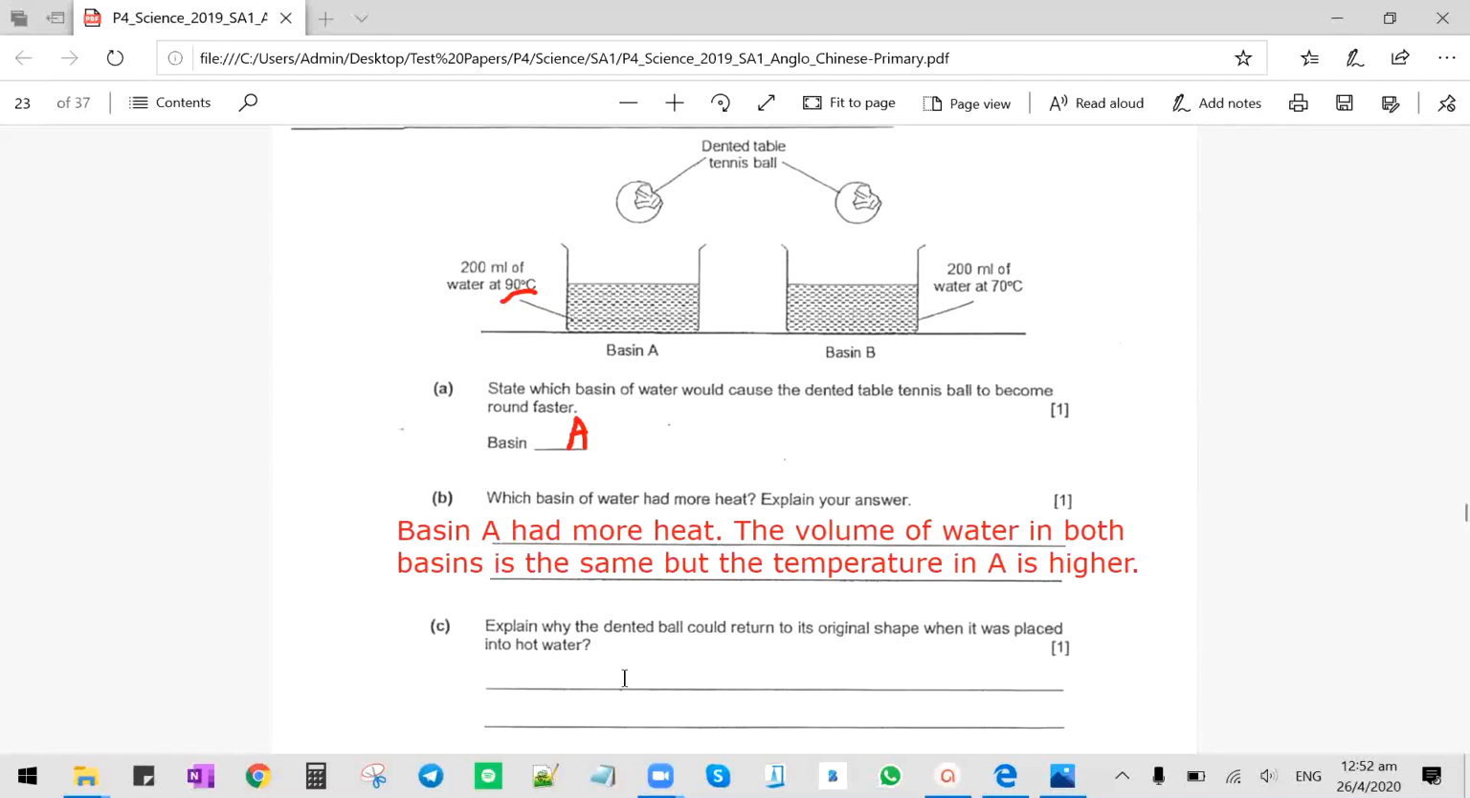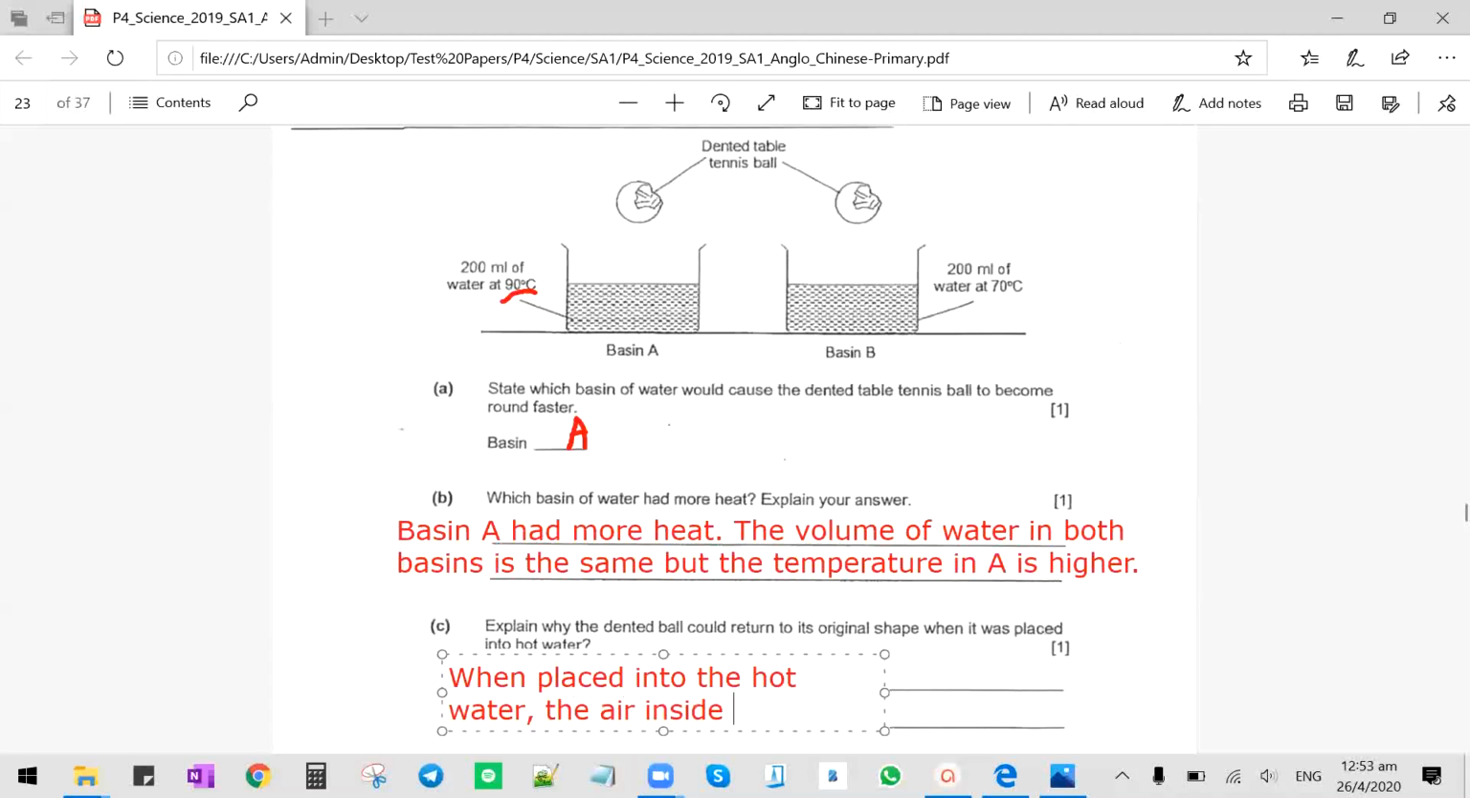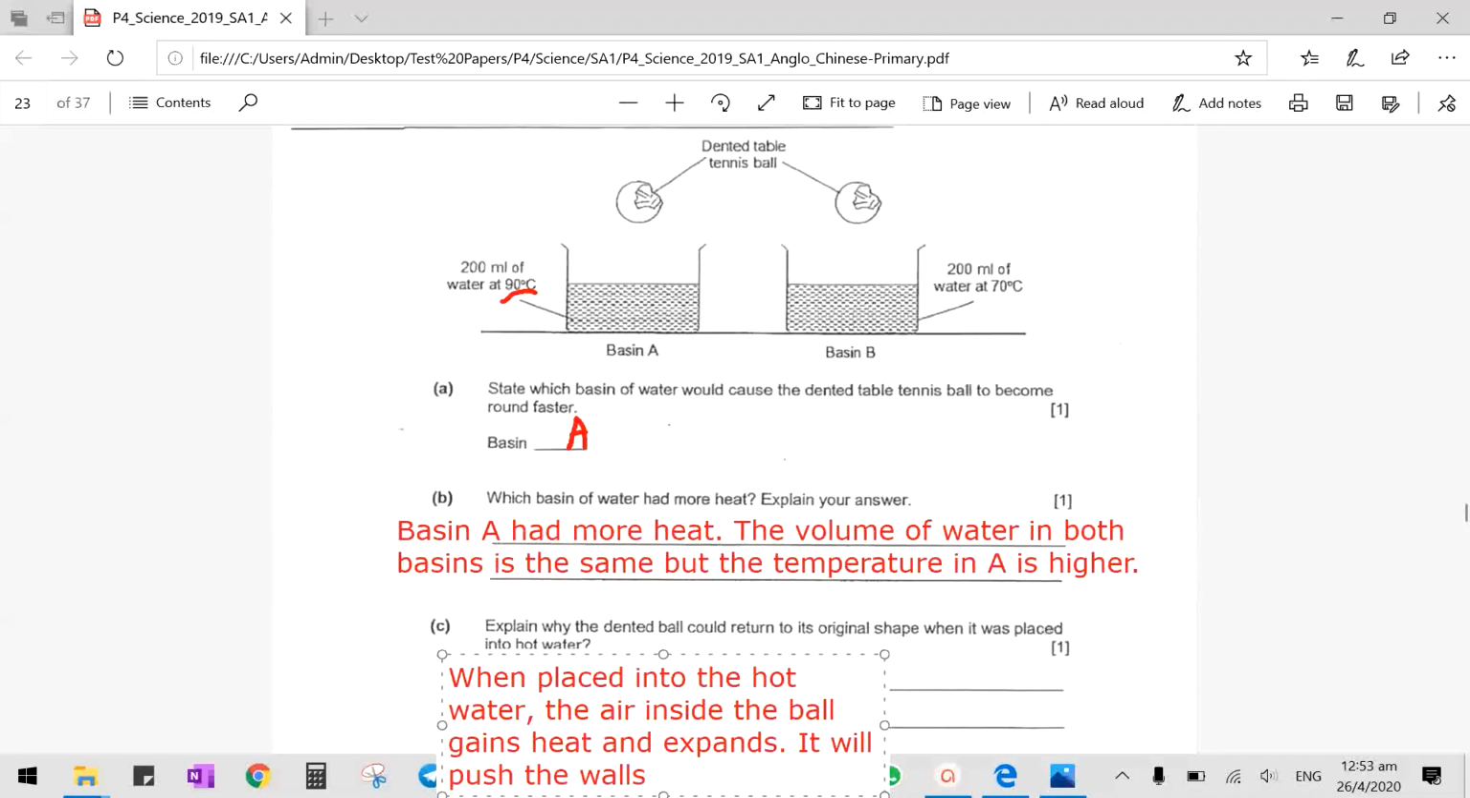Explain why the dented ball could return to its original shape when it's placed into hot water. Why? It's because, when placed into the hot water, the air inside the ball gains heat and expands. It will push the walls back to the original shape.